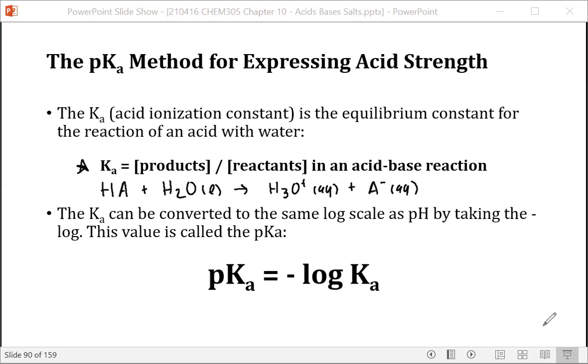So just like the concentration of hydronium ions can be converted into pH by taking the negative log, the Ka value for an acid can be converted into pKa by taking the negative log. And I mentioned in the pH section that when you see this P, it means take the negative log. So to find the pKa, you take the negative log of the Ka.